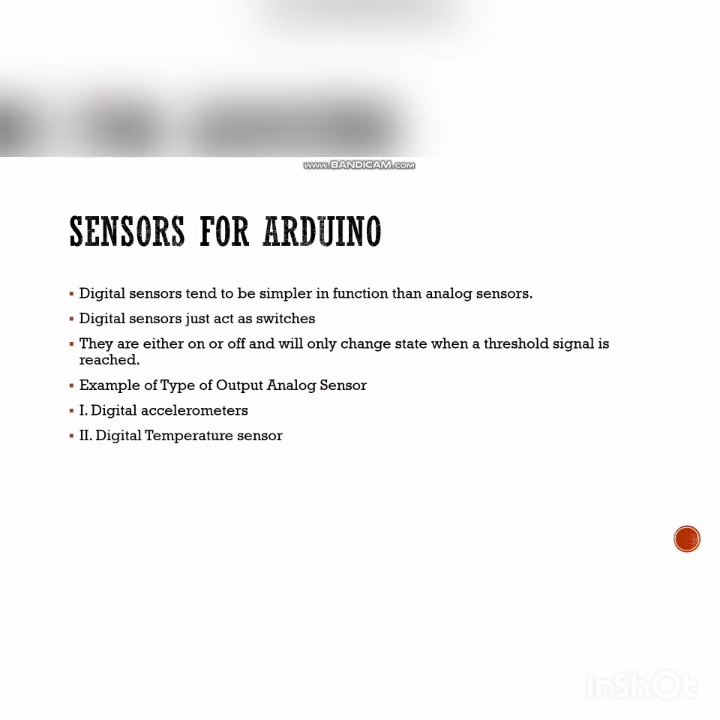Okay, the next one is digital sensors, which tend to be simpler in function than analog sensors. A digital sensor acts as a switch. It will be either on or off and will only change state when a threshold signal has been reached. Examples of digital sensors are the digital accelerometer and digital temperature sensor.